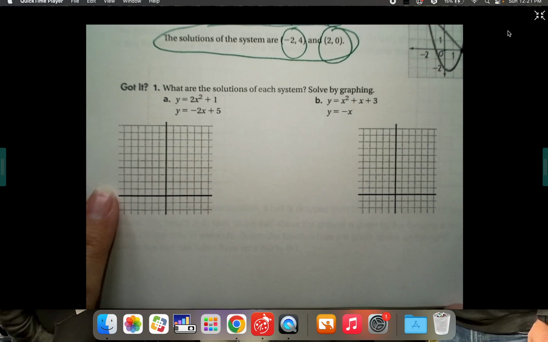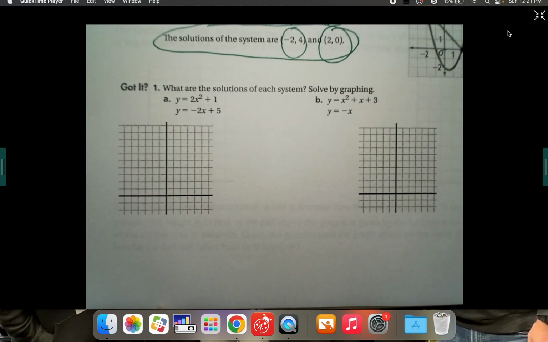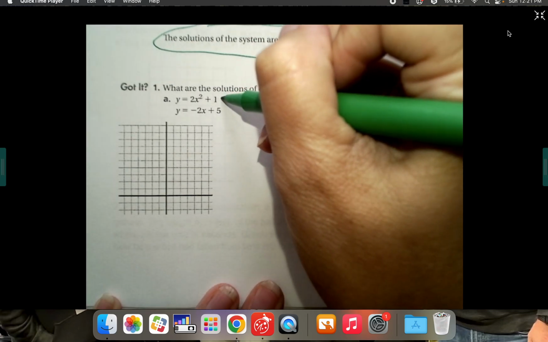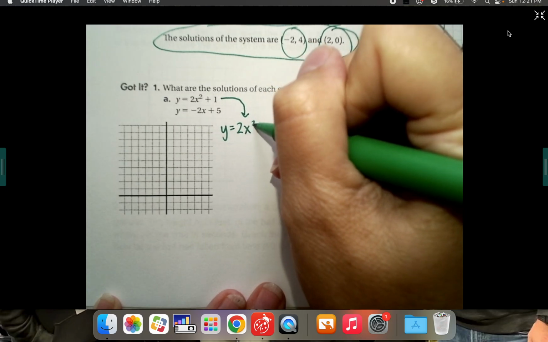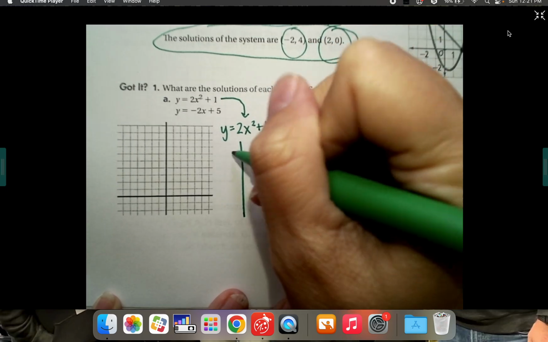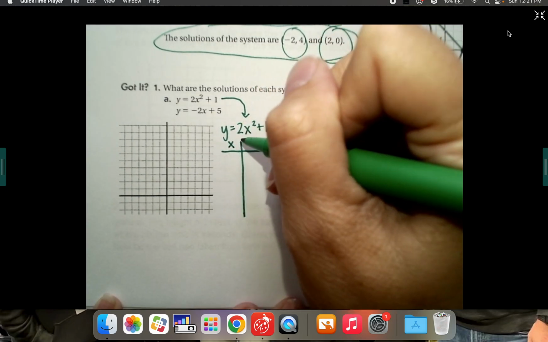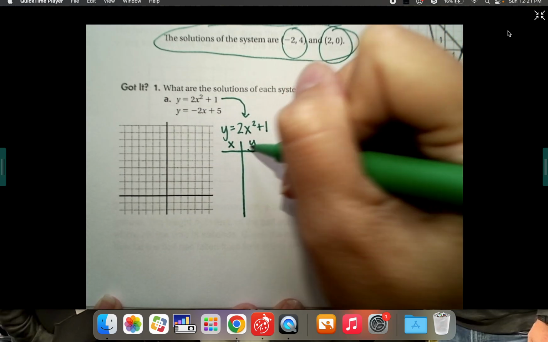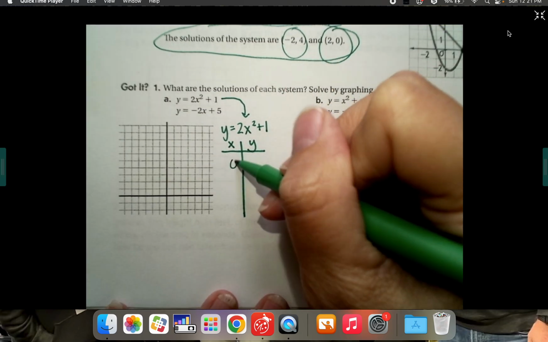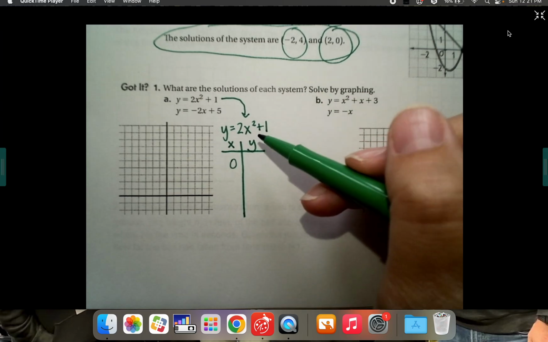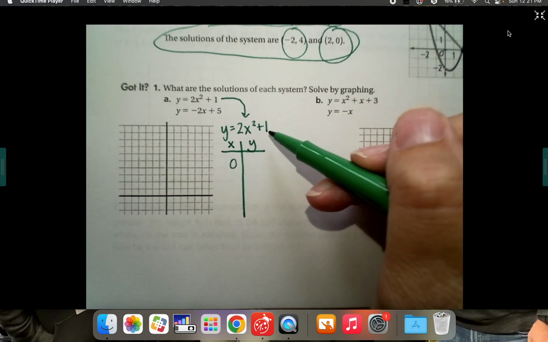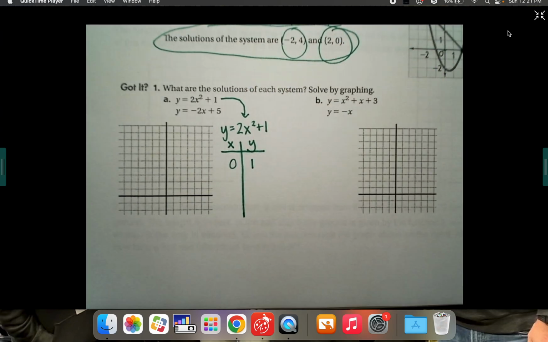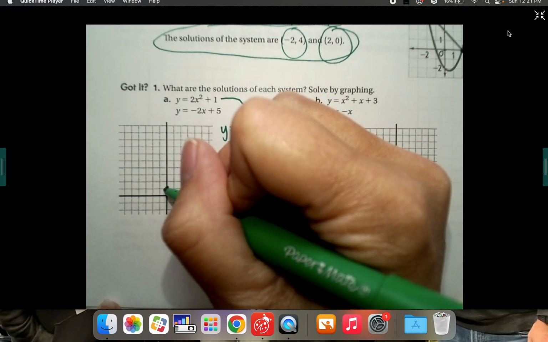Okay, I'm going to show you a couple different ways to do this. The first one is just graphing. I'm going to take this quadratic equation, y equals 2x squared plus 1, and we're going to do what we do when we solve graphically, and that is make a table. I'm going to plug in 0 because 0 is very easy to calculate. 0 times 0 is 0, times 2 is 0, plus 1 is 1. So one dot would be at 0, 1.